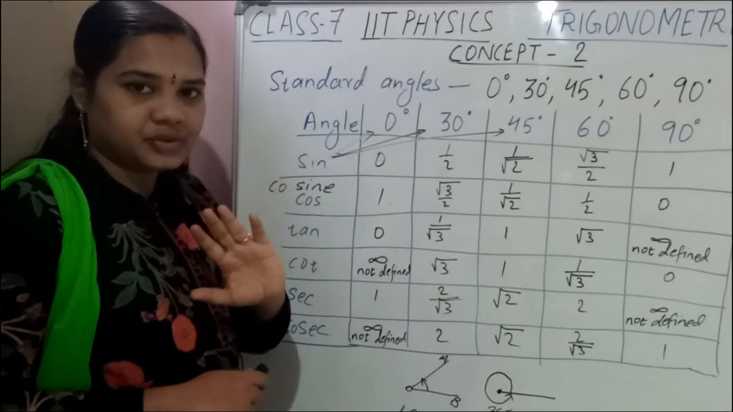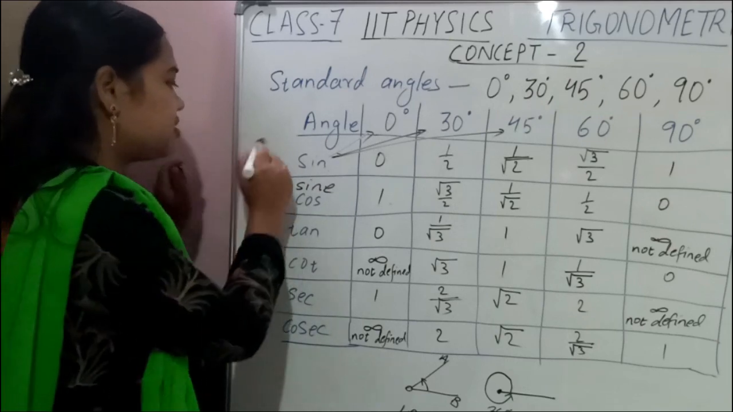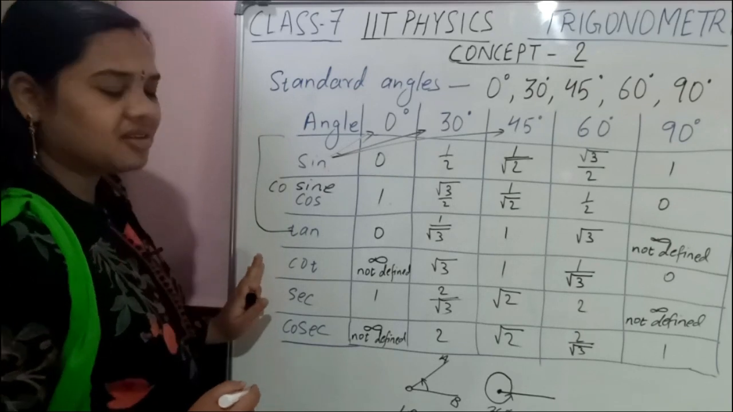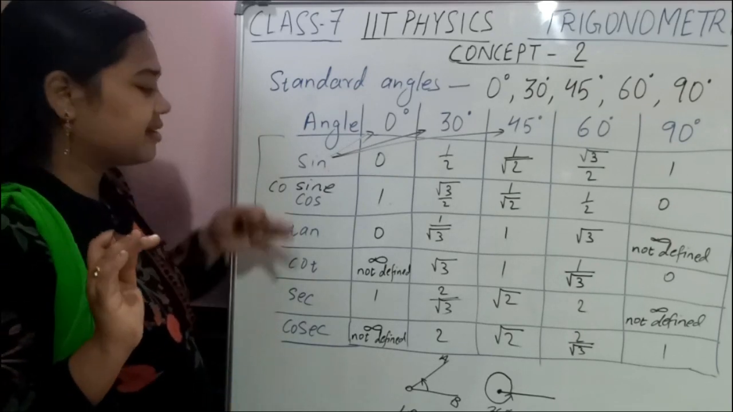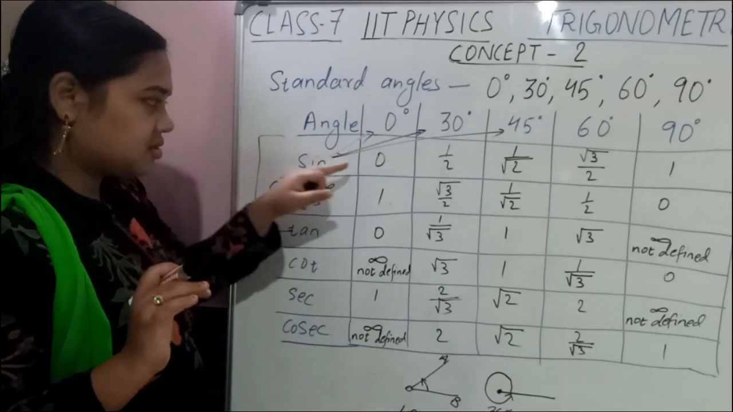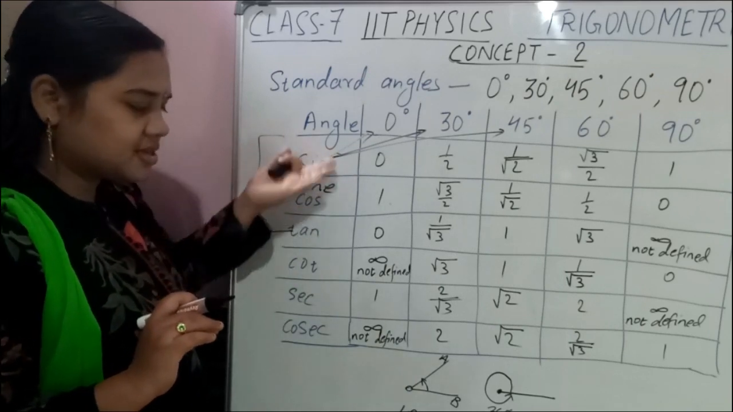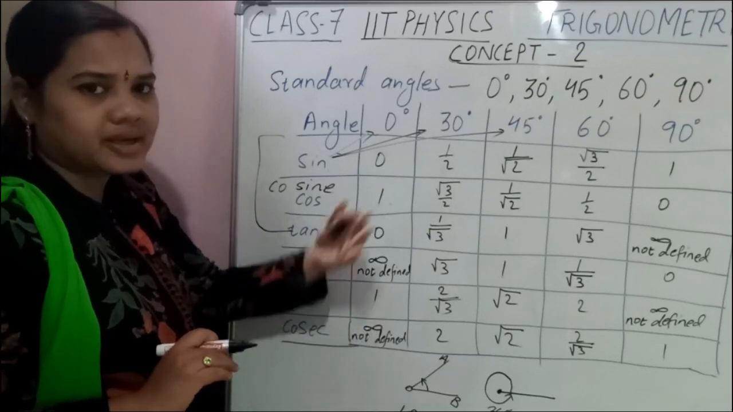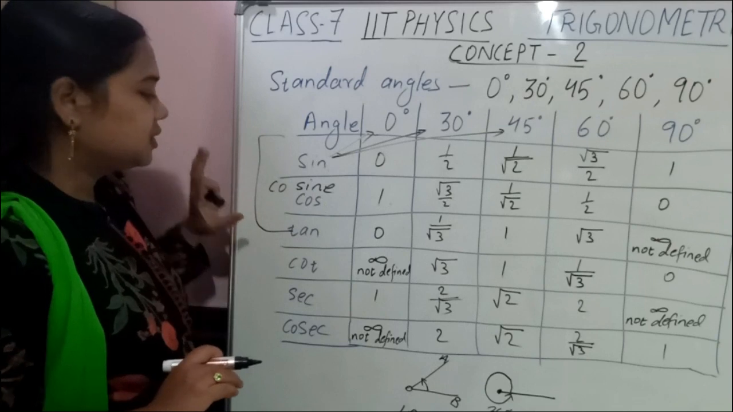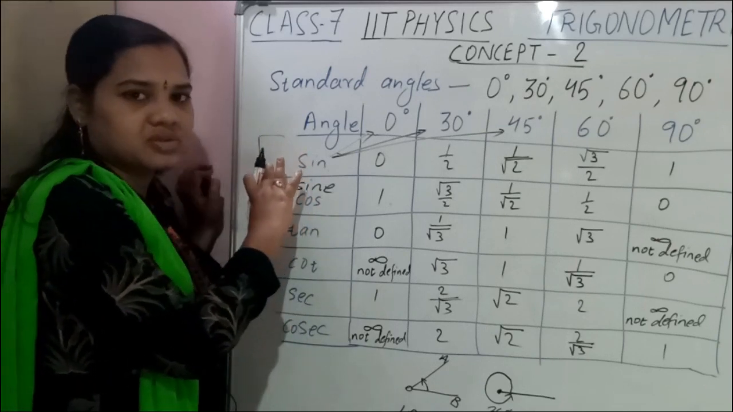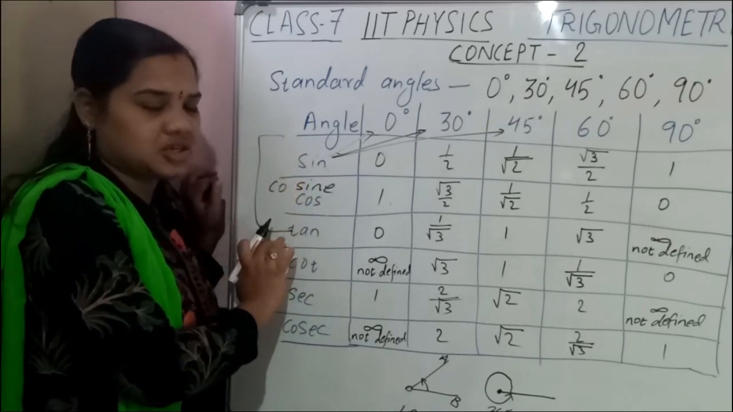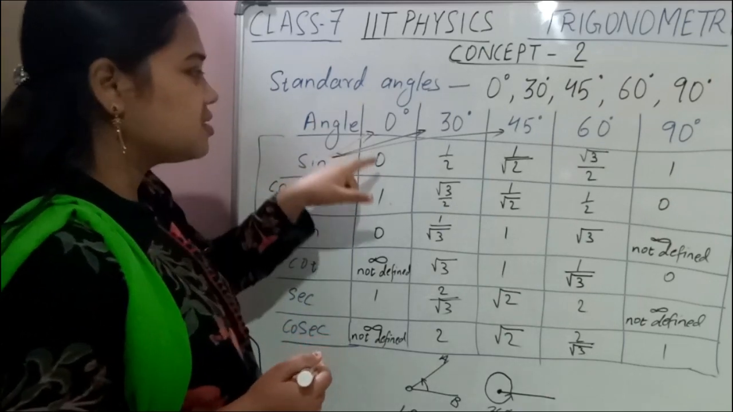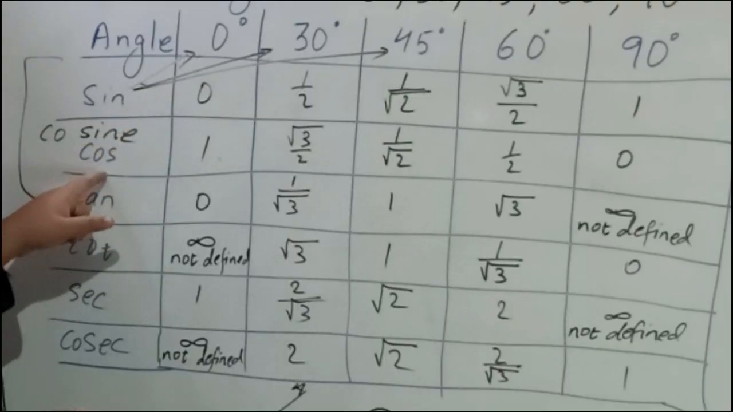First of all, you have to know the values. These three values you must know: sine, cosine and tangent. After these three values, you need not worry. The others are the reciprocals of these, no? When you take the reciprocal of these values, you will get those values. So these three you must remember nicely. Sine 0 is 0, and cosine, cos 0 is 1.